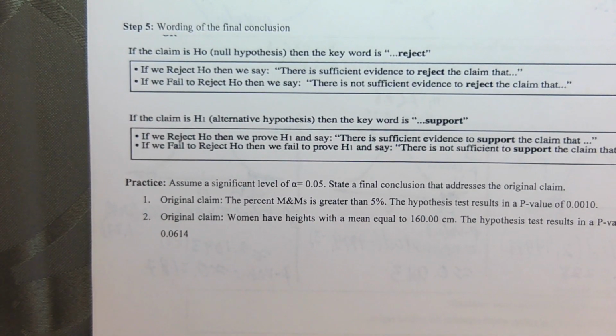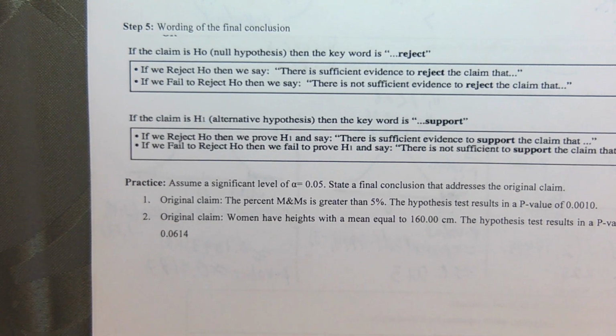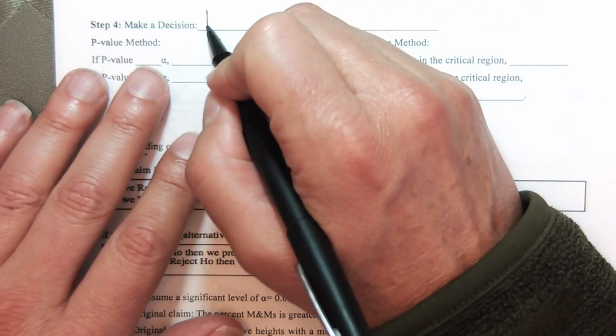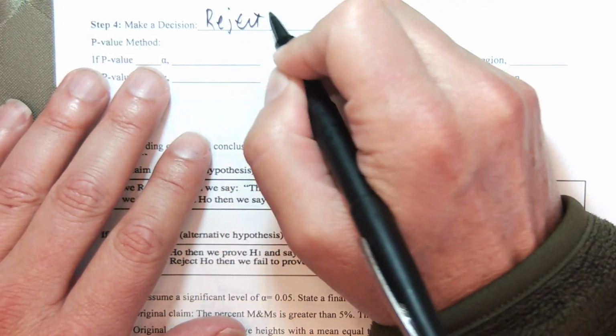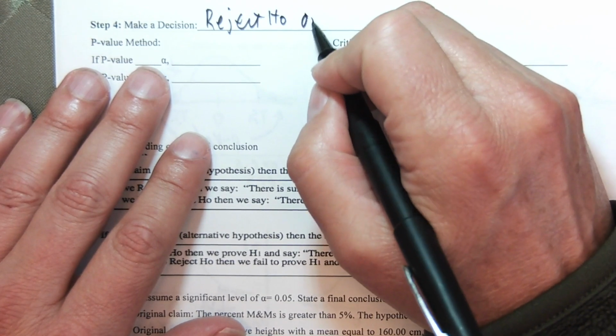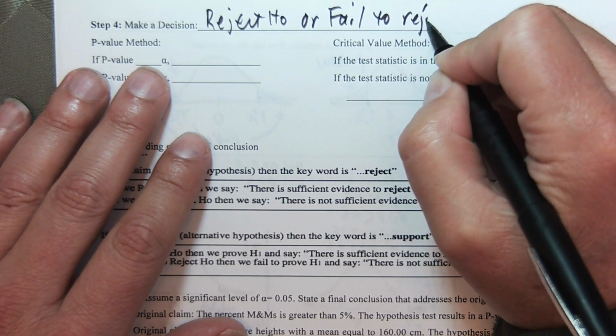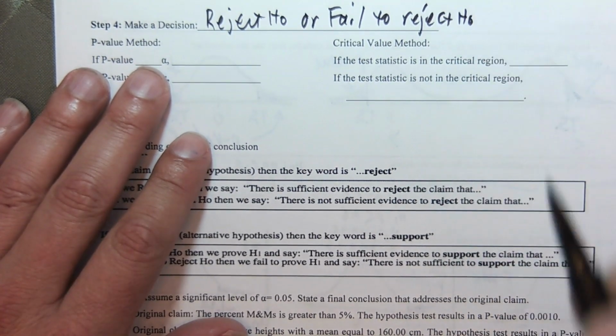All right, so as we move on to the last page. So once we get all of that information, what do we do with it? How do we interpret what to say with it? Well, we have to make a decision. And our choices are to reject the null hypothesis or fail to reject the null hypothesis.